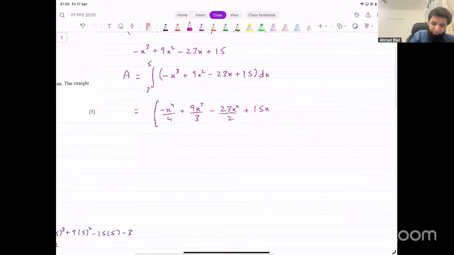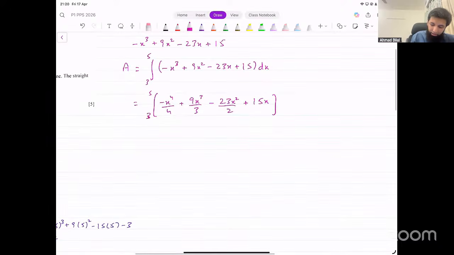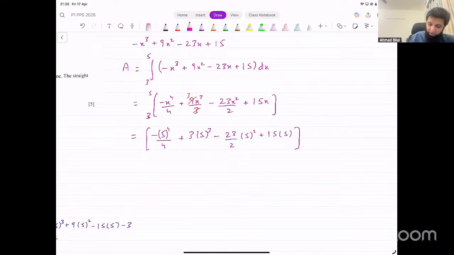Input limits from 3 and 5. Okay, let's input those limits. Input 5, and that gives you minus 5 raised to power 4 divided by 4 plus, we can do cancellation here, that leaves us with 3. 3 into 5 raised to power 3 minus 23 over 2 into 5 squared plus 15 into 5. Subtract from this the case when you input x equal to 3, and that gives you minus 3 whole raised to power 4 divided by 4.